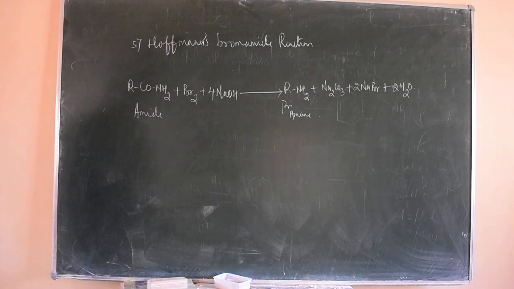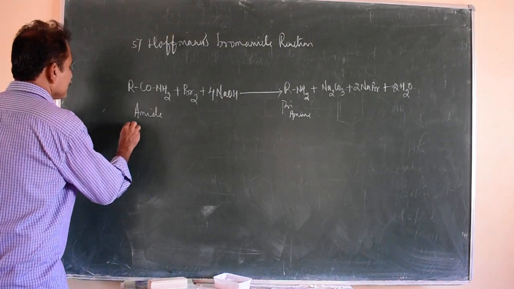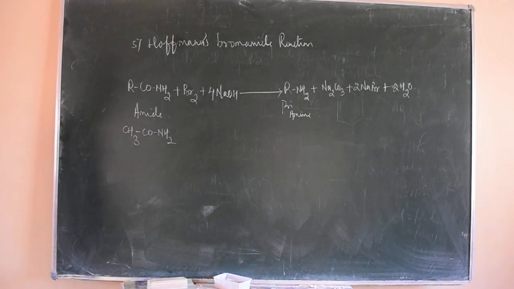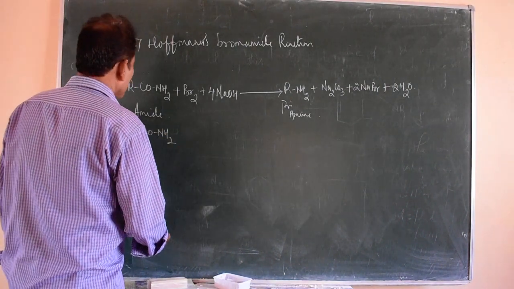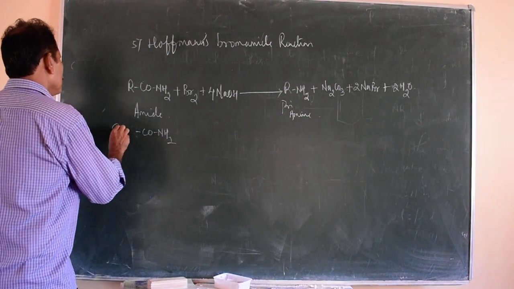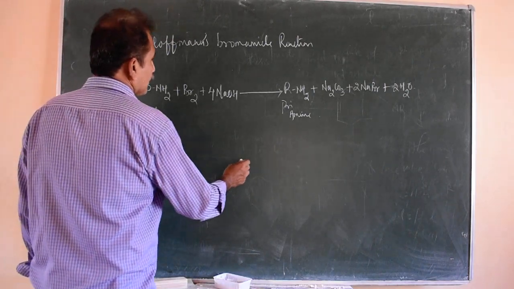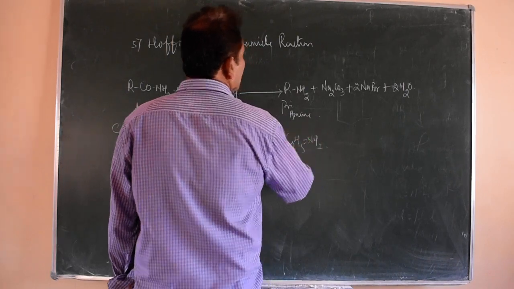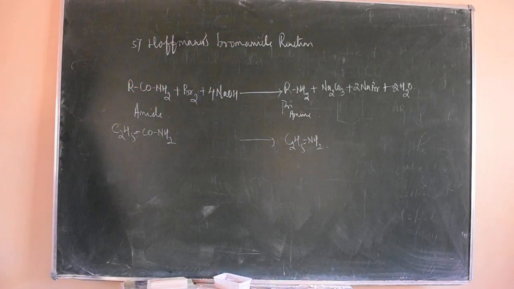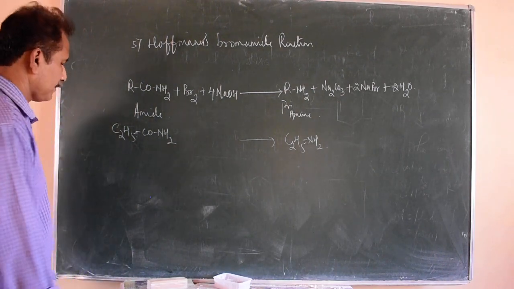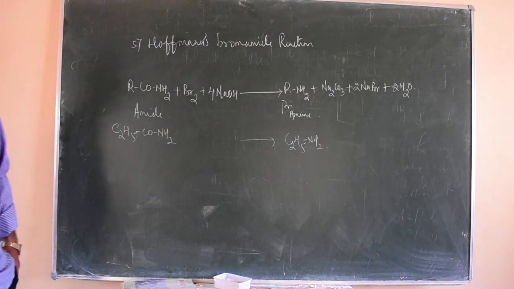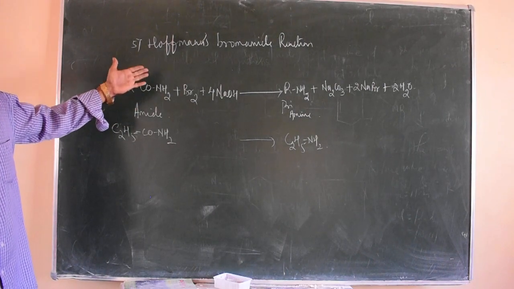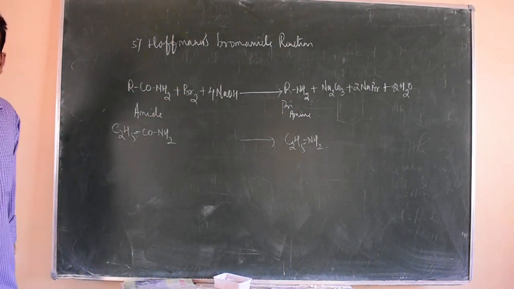So you can give an example for this. Suppose CH3-CONH2. Now take it as C2H5. So what do we get? You get C2H5-NH2. So fifth one, Hofmann's bromamide reaction: primary amine can be obtained by the reaction of amide using bromine in an alkaline solution.